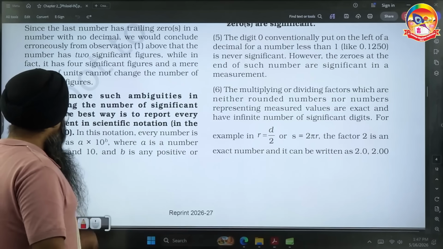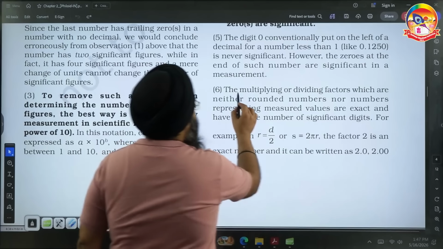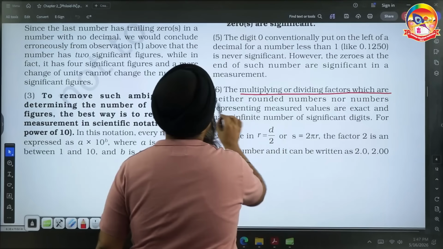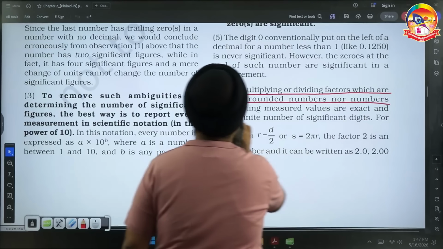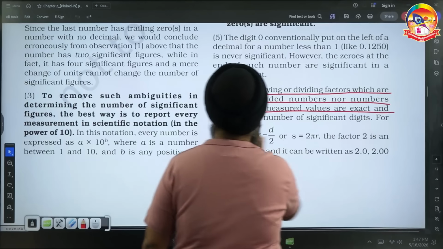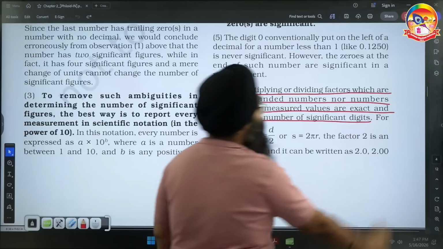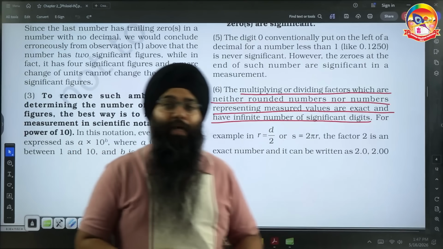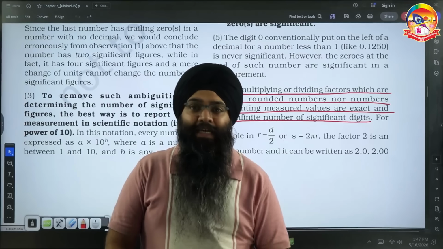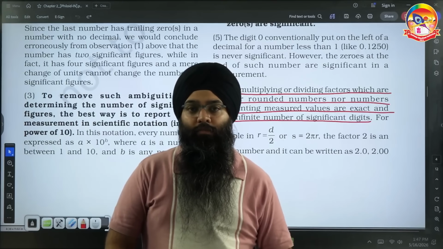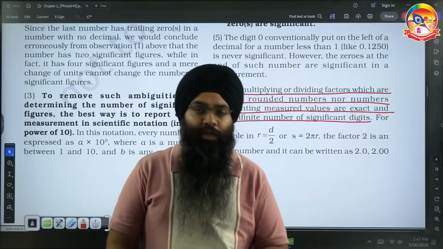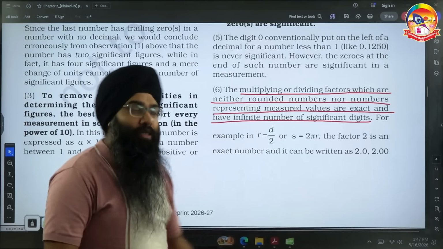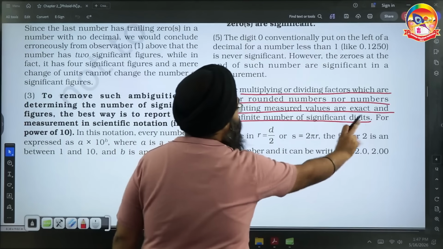One more rule is there. The multiplying or dividing factors which are neither rounded numbers nor numbers representing measured values are exact and have an infinite number of significant digits. That means if there is a number which is an exact number, not measured by any quantity or any instrument, those numbers will have an infinite number of significant figures.